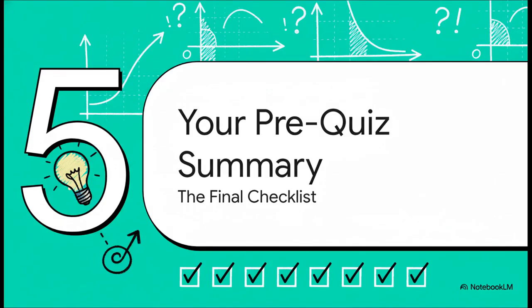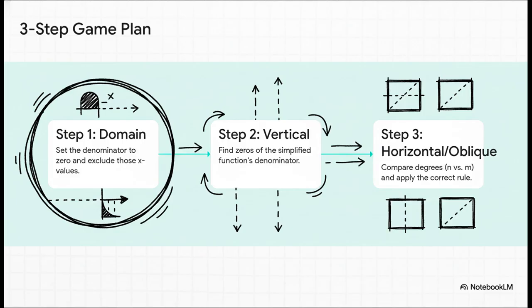Okay, deep breath. We've covered all the main pieces. Now let's pull it all together into one simple final checklist you can use to study. This is your game plan for any problem. Here it is, your 3-step plan to victory. Step 1, find the domain. Set the denominator to 0, find the forbidden x values.